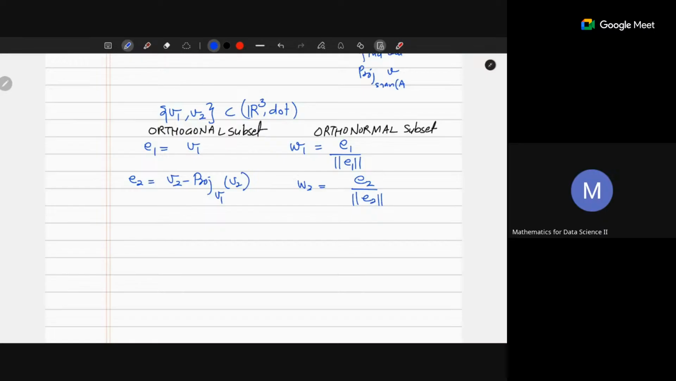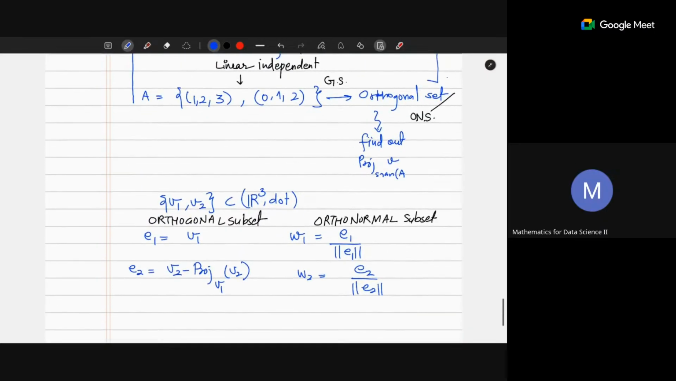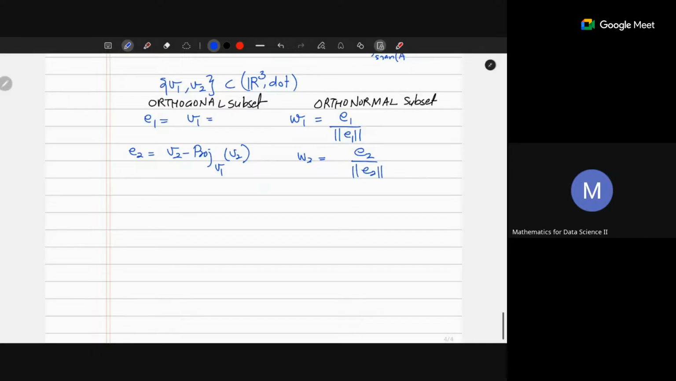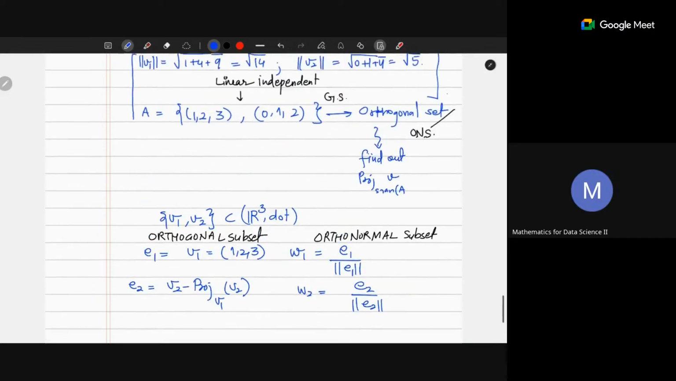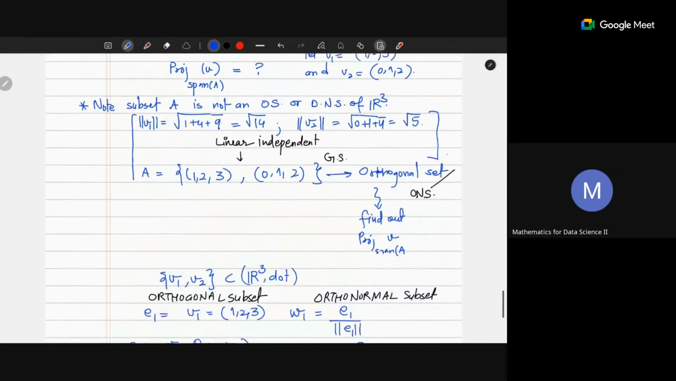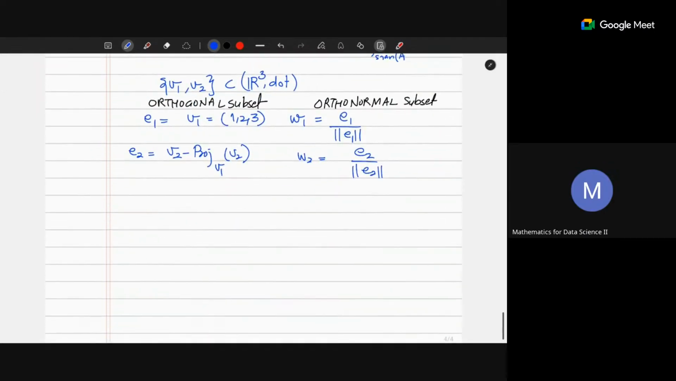All right, does it make sense to all of you? Okay, now let's see. So my V1 was 1, 2, 3, and V2 was 0, 1, 2. So I need to find out E1, which is just 1, 2, 3. Now what is W1? W1 is 1, 2, 3 divided by the norm of 1, 2, 3, which is 1 plus 4 plus 9, so it is going to be 1 by square root 14, 2 by square root 14, 3 by square root 14. All right.